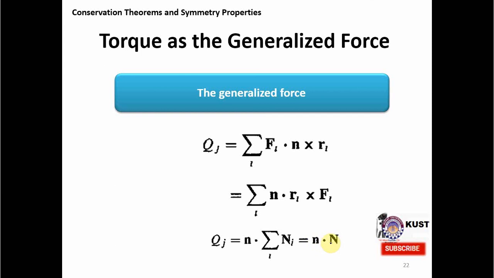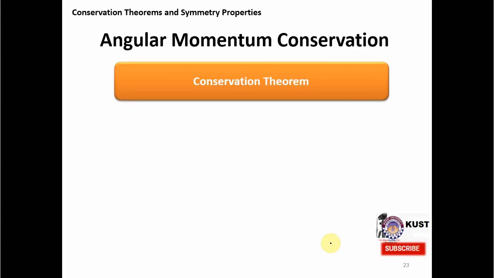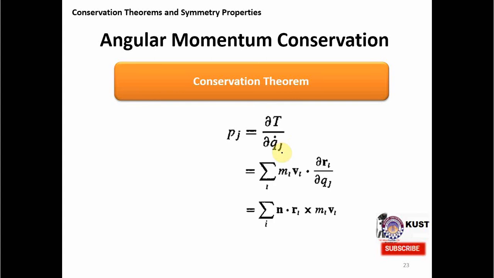Previously, in the case of linear motion, it was the component of a force, and now it is a component of a torque. The corresponding conserved momentum would be the component of an angular momentum. If you now calculate p, which is by definition del T by del q dot, you will see that it is the component of an angular momentum.